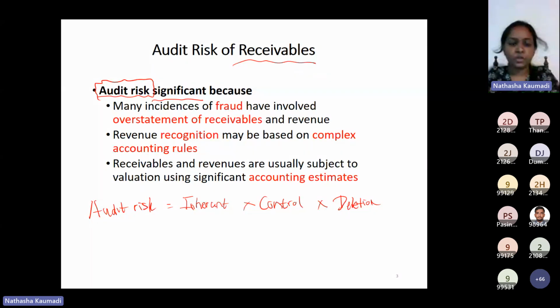What are those? Many incidences of fraud have involved overstatement of receivables and revenue. Now we are basically focusing on trade receivables. When you take trade receivables and revenue, both are very significant, both are very risky. Why? One reason is when managers in a business organization want to inflate revenue. Inflate revenue means increasing revenue as a fraud.